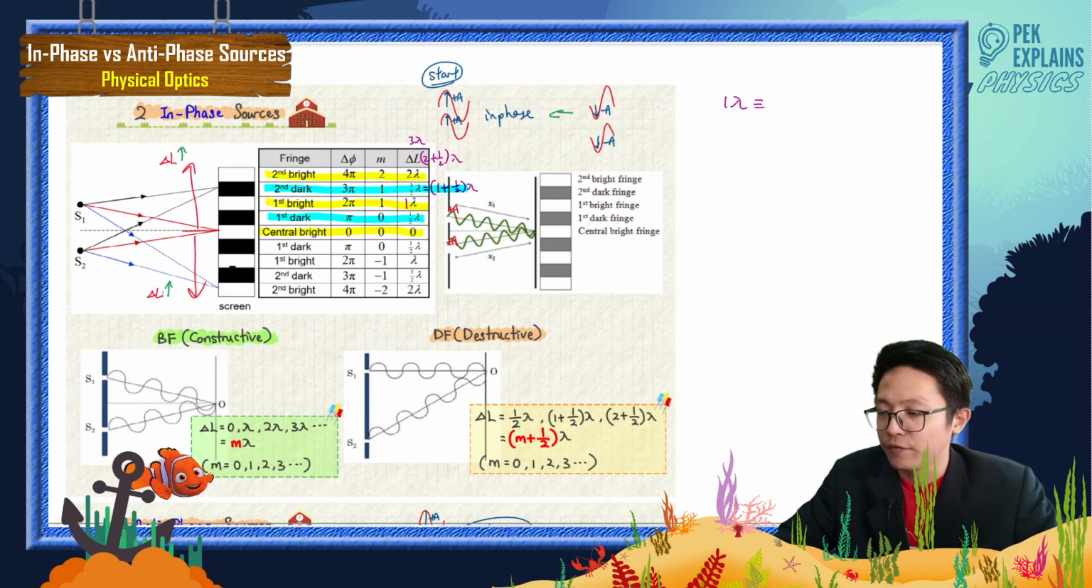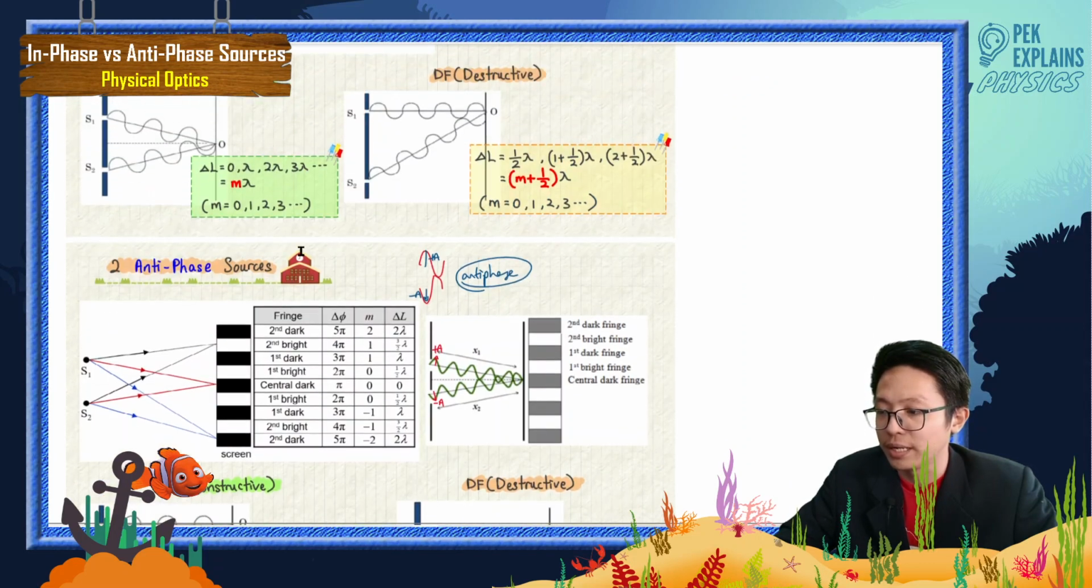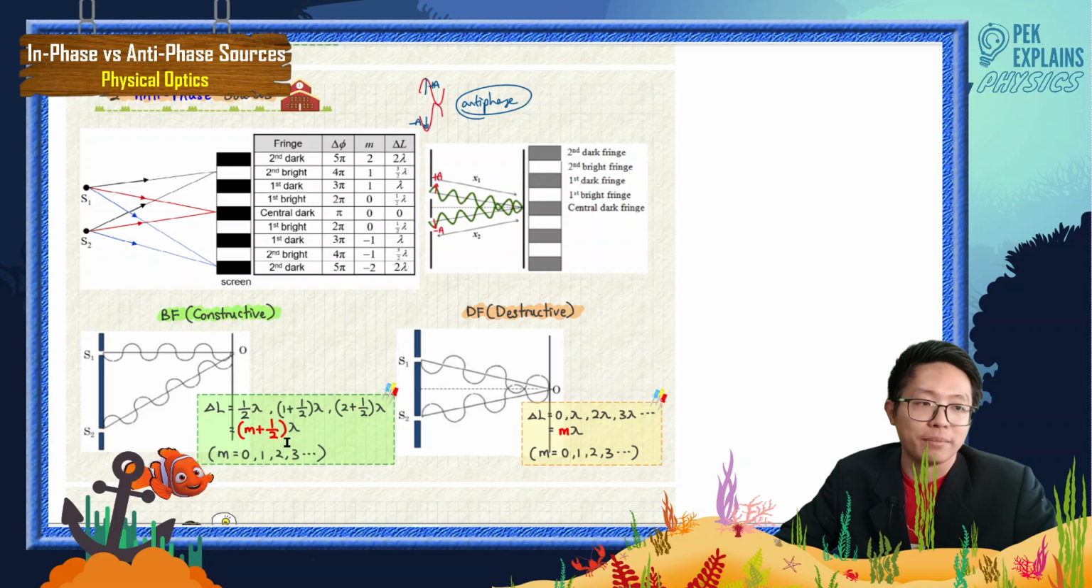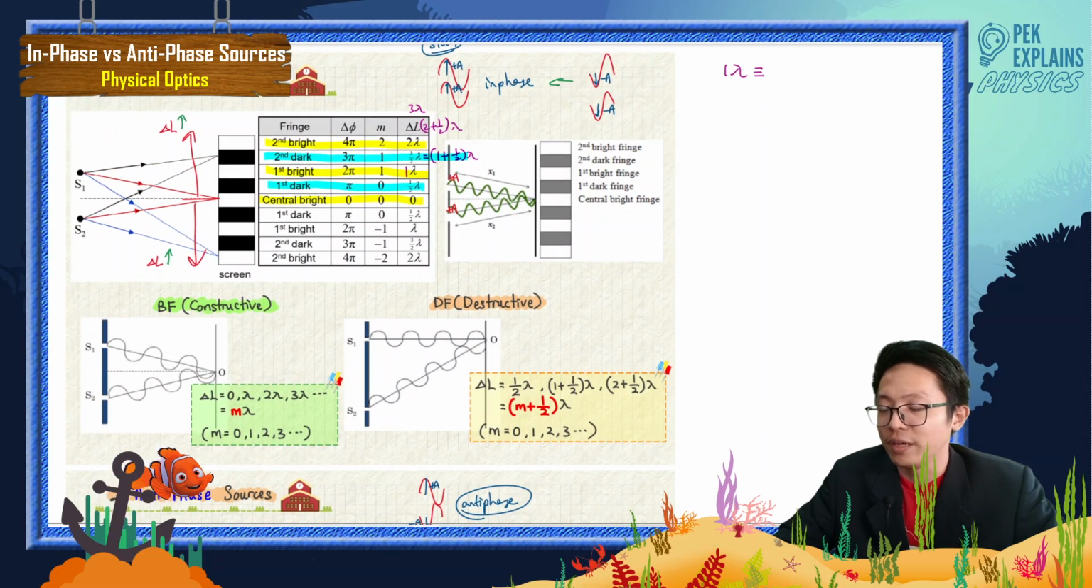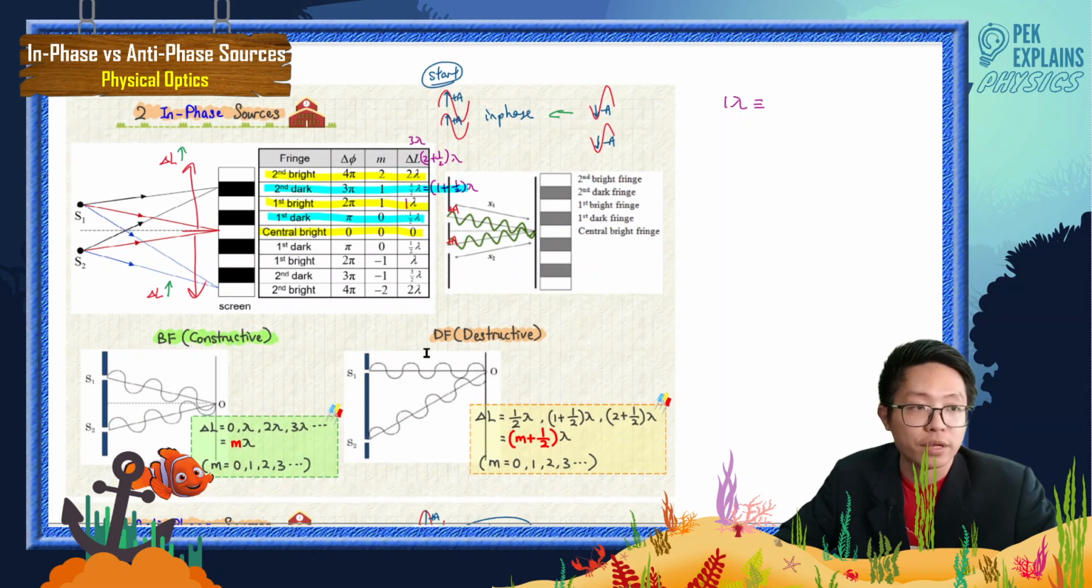Okay, but for antiphase sources, the bright fringe becomes m plus half lambda. The m lambda now belongs to the dark fringe. That's how unfortunate. But for in-phase sources, last time the m plus half lambda used to be for the dark fringe. Yeah, for in-phase sources, the dark fringe used to be m plus half lambda.